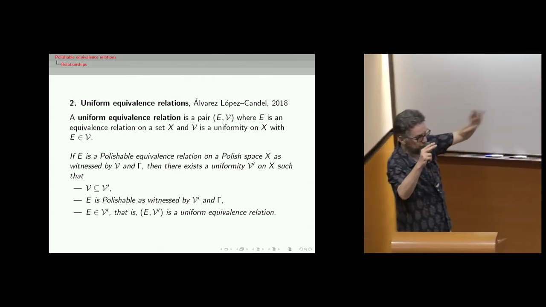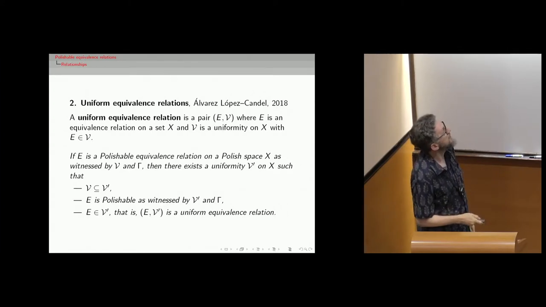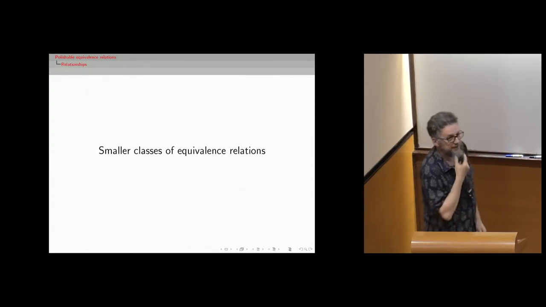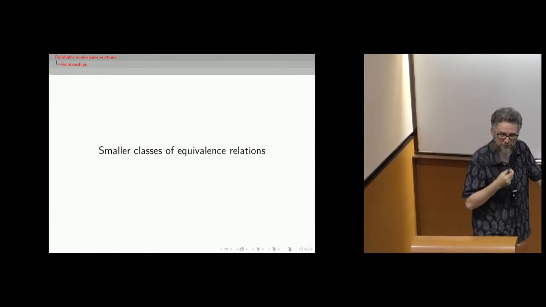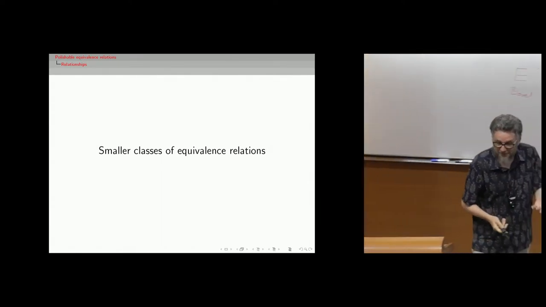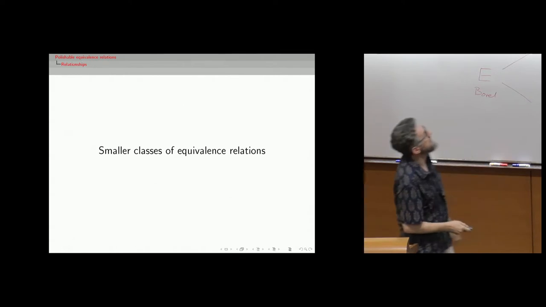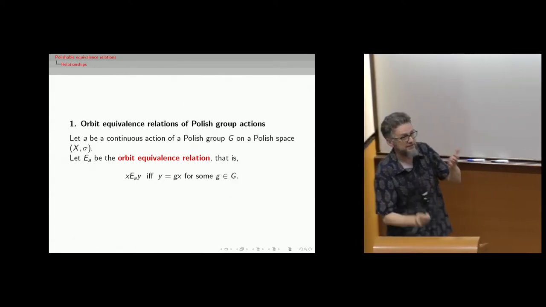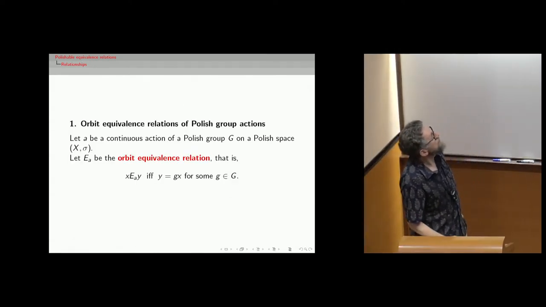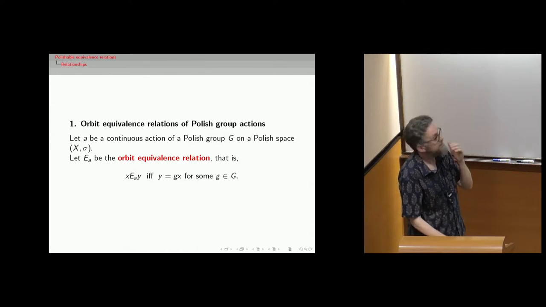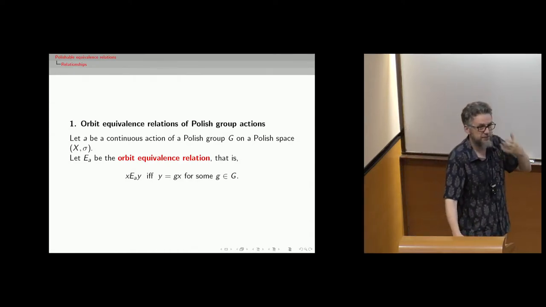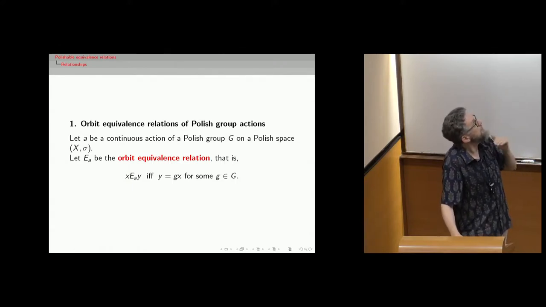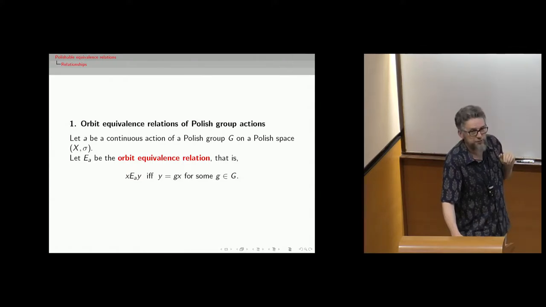Okay, so we have these two larger classes. This is inside, but then one would like to have smaller classes included in the polishable ones, so that we know it's non-empty. There are some interesting concrete situations there. And there are two very important classes. The first one is the orbit equivalence relation of Polish group actions. So this is the standard definition. I have a Polish group acting continuously on a Polish space. And I look at the orbit equivalence relation.